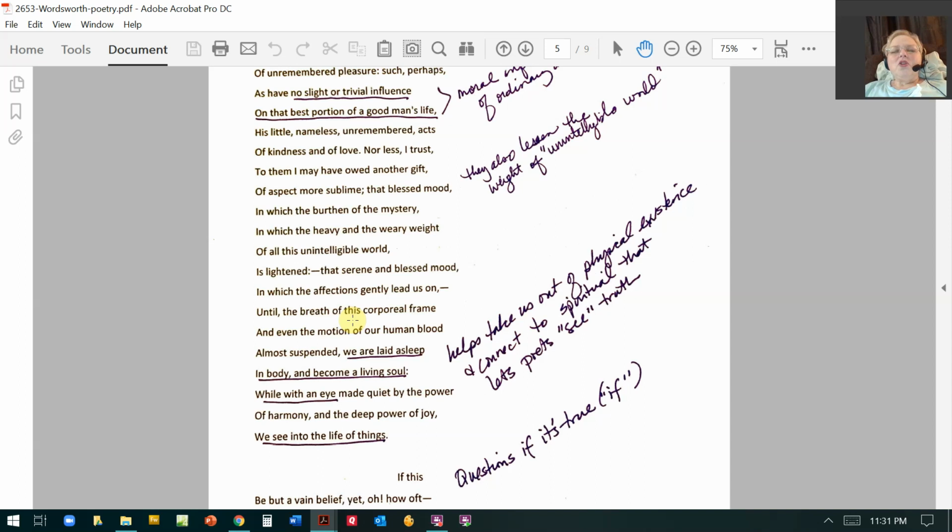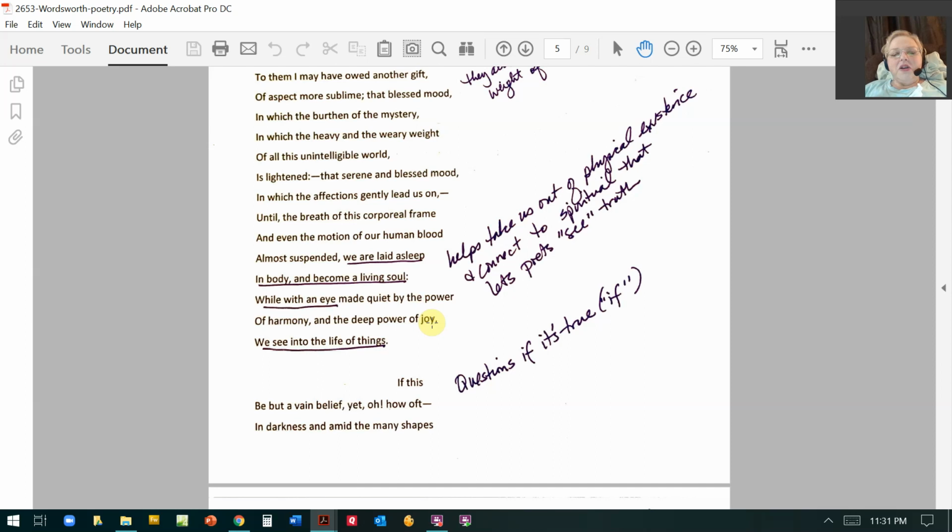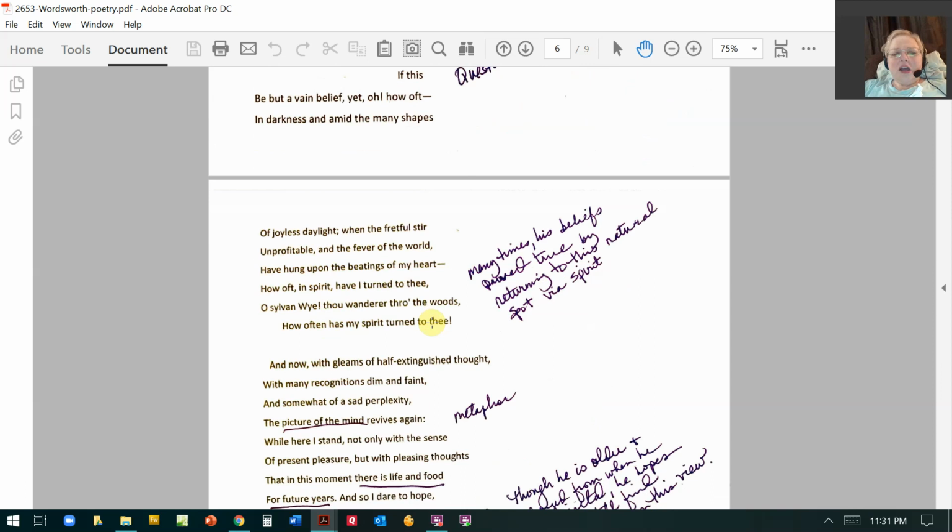So then we have another turn. We have a stanza break. And he says, okay, if this be but a vain belief. So maybe I believe this, but it's futile, right? He says, yet I've oftentimes experienced this. He can say, I've many times seen my beliefs proved true because I've returned to this spot above Tintern Abbey via my spirit, and it's lifted me. So he says, yeah, I don't believe it is vain to believe this.